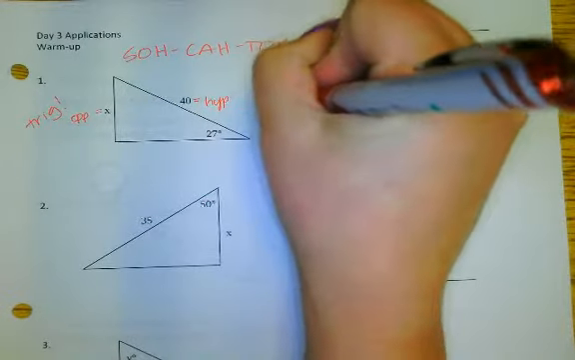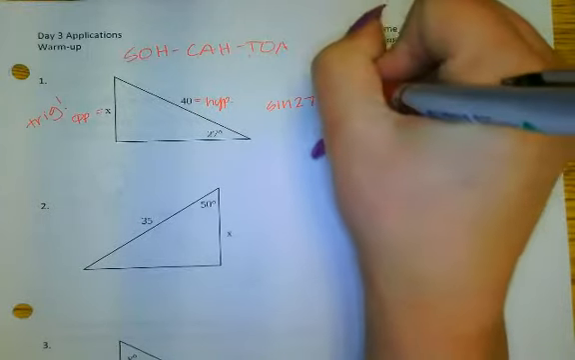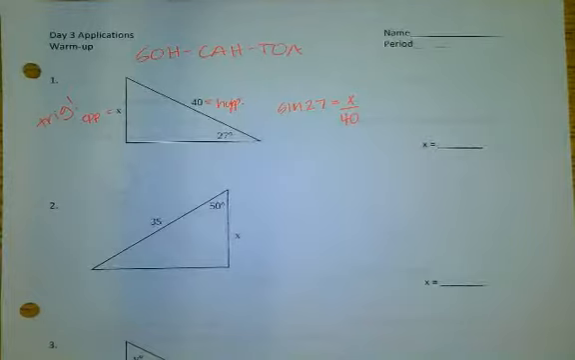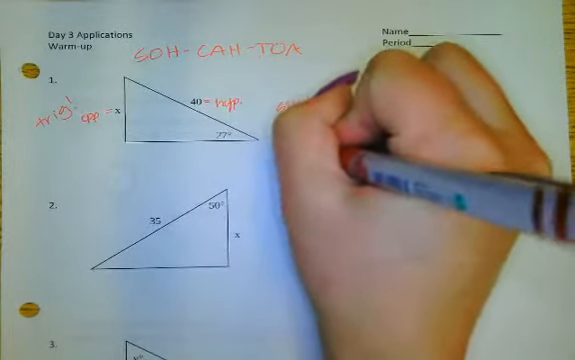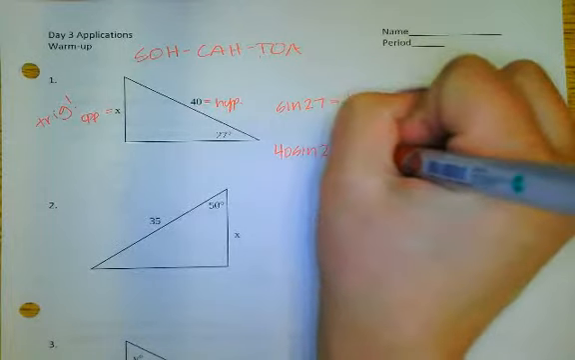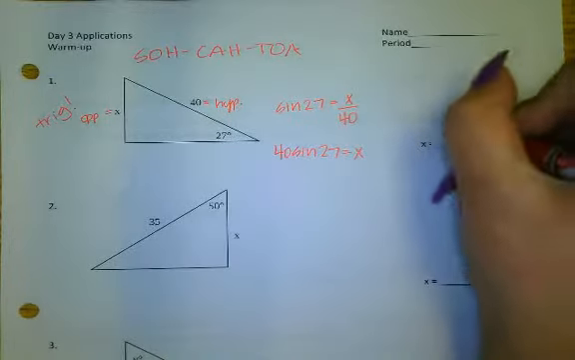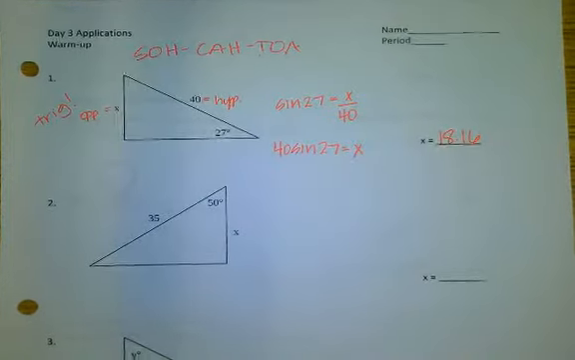Okay, when I have opposite and hypotenuse, which trig function am I using? Sine. So I have the sine of 27 degrees equals opposite over 40. How do I solve for x? 40 times sine of 27 equals x. What do you need to make sure about your calculator? It's in degree mode. So when you did that in your calculator and rounded to the nearest hundredth, what'd you get? 18.1. Awesome. Questions on that?